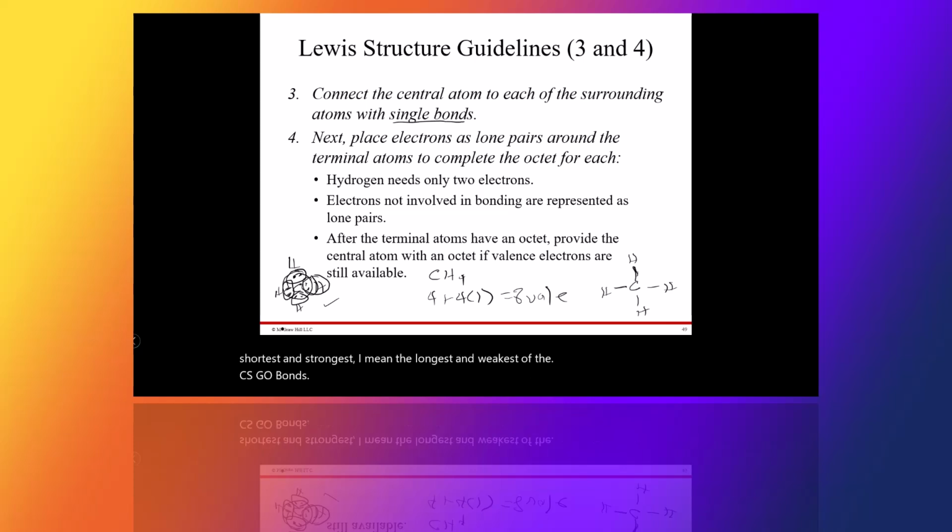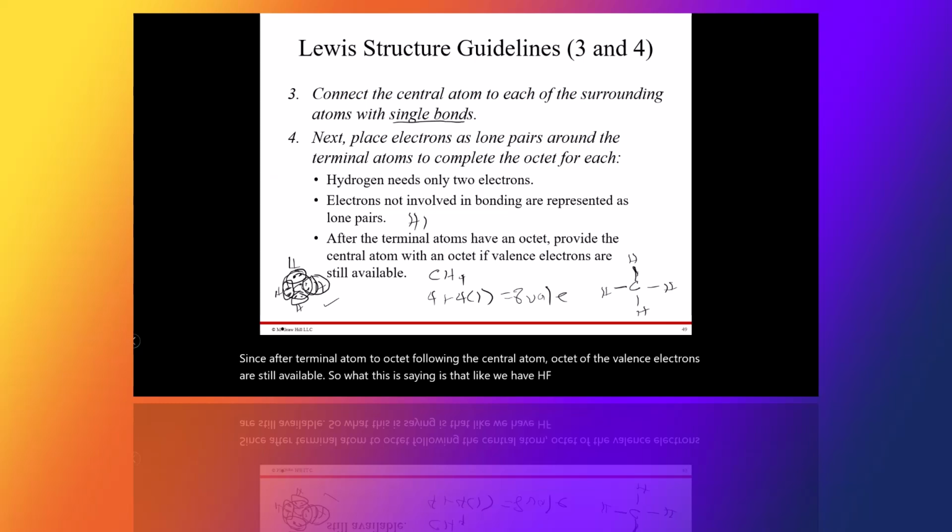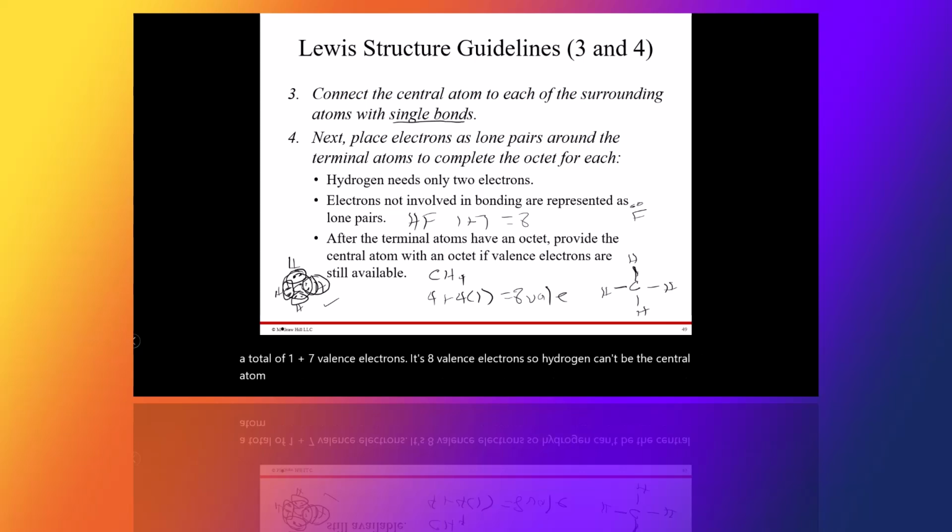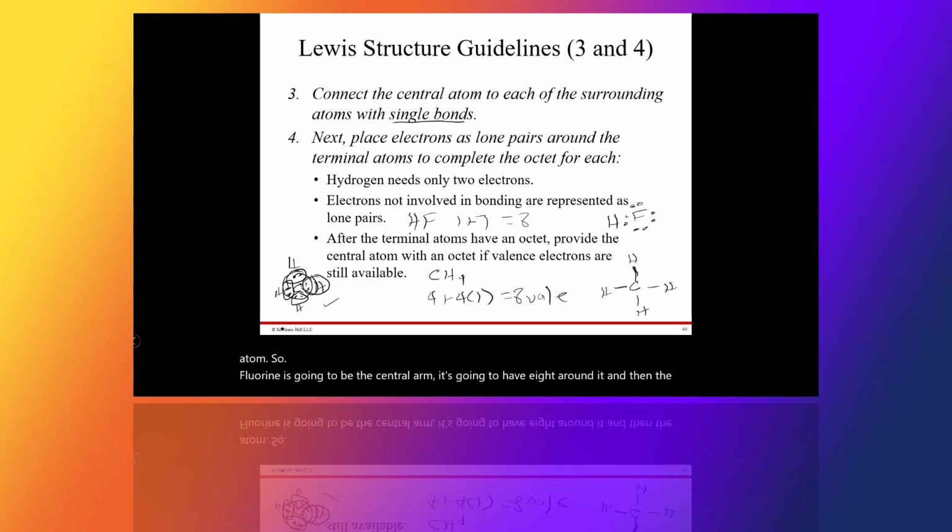All right. What do they mean by terminal? Since after the terminal atoms get an octet, following the central atom octet, the valence electrons are still available. So what this is saying is that if we have HF, hydrogen fluoride, that's a total of 1 plus 7 valence electrons. That's 8 valence electrons. So hydrogen can't be the central atom. So fluorine's going to be the central atom. It's going to have 8 around it. And then the hydrogen's attached to the fluorine like so.